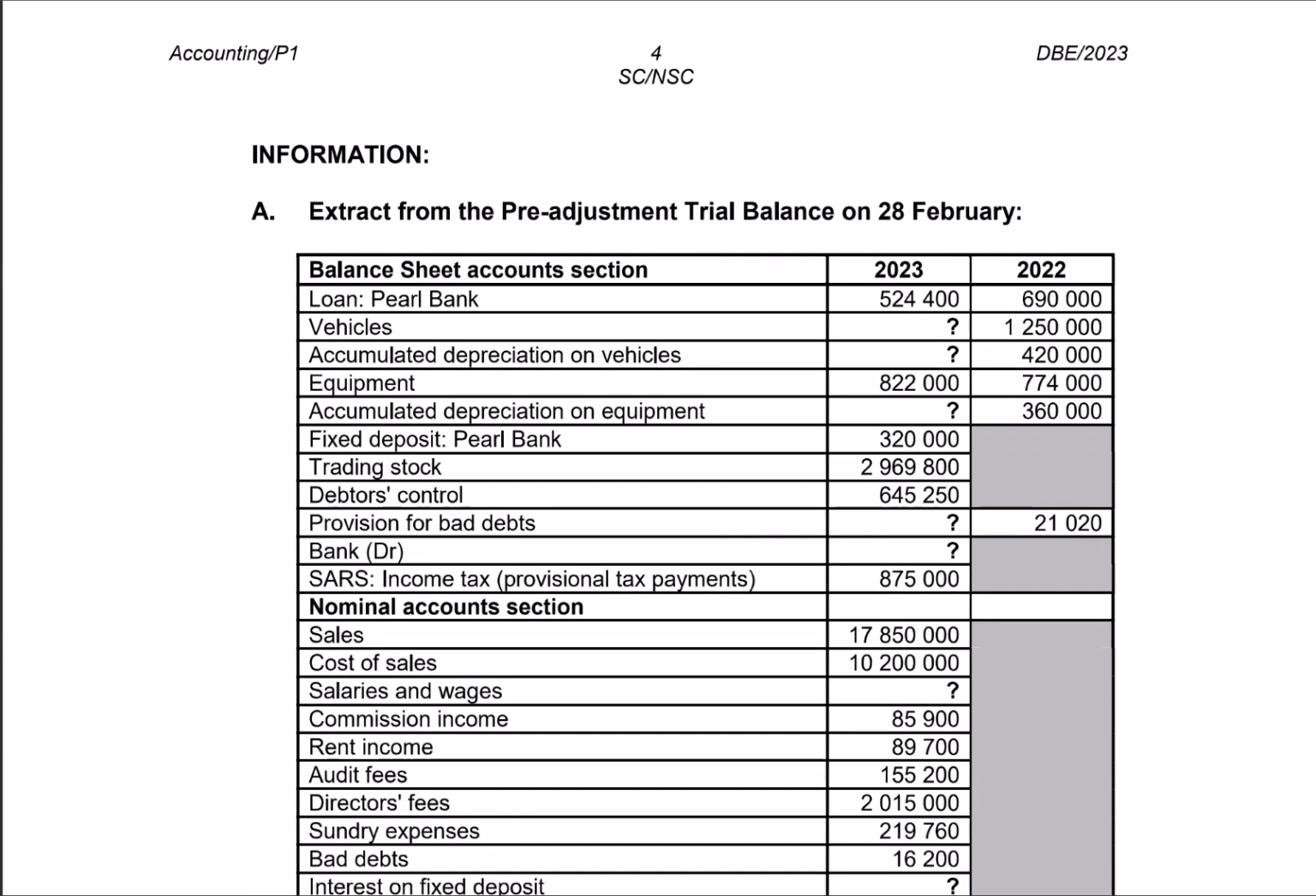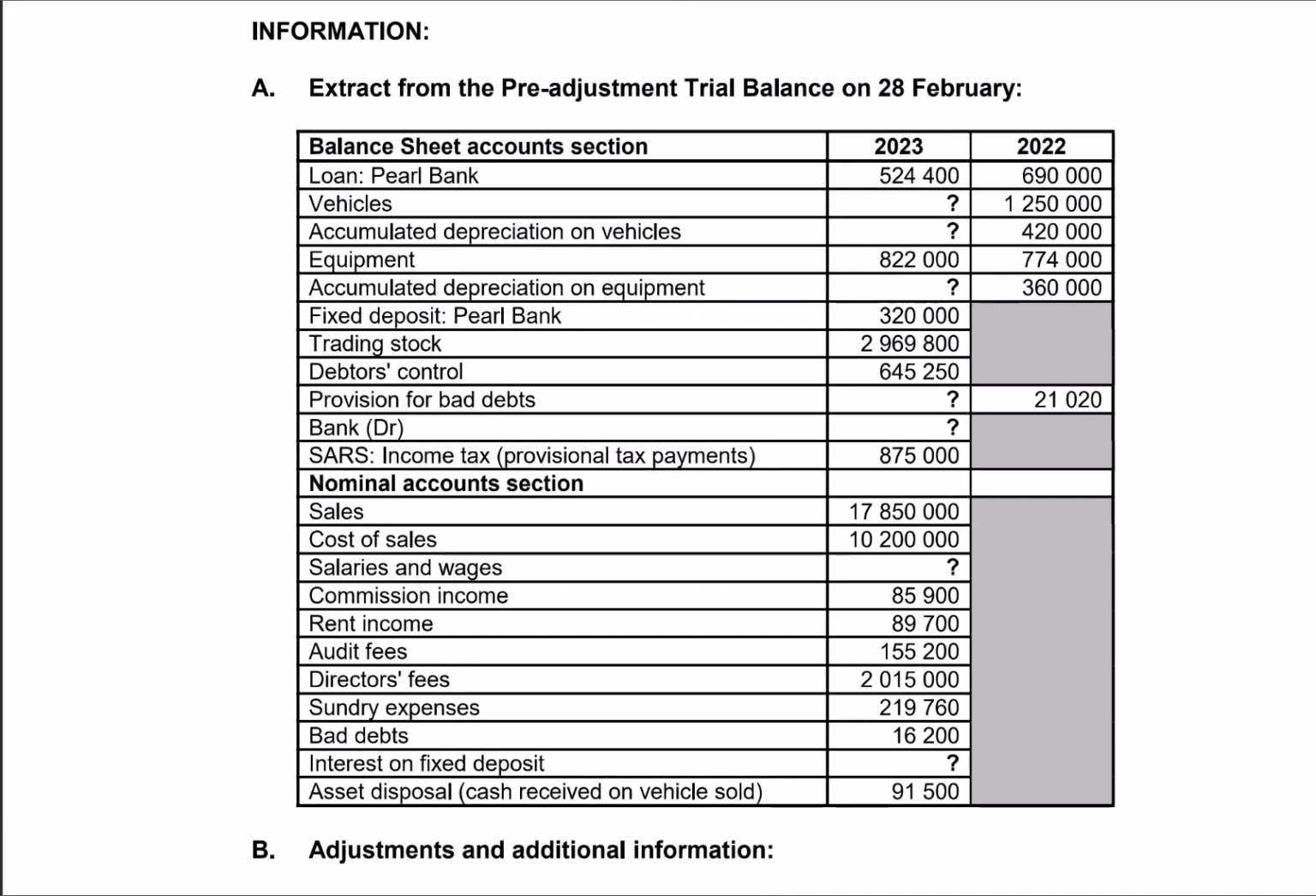Extract from the pre-adjustment trial balance on 28 February 2023. Balance sheet account section, loan per bank, you're given opening and closing balances. Then vehicles, you're given opening balances, so the opening balances would be 2022. Then equipment, you're given opening and closing. Accumulated depreciation on equipment 360,000. Then you're given accumulated depreciation on vehicles as well, that is opening.